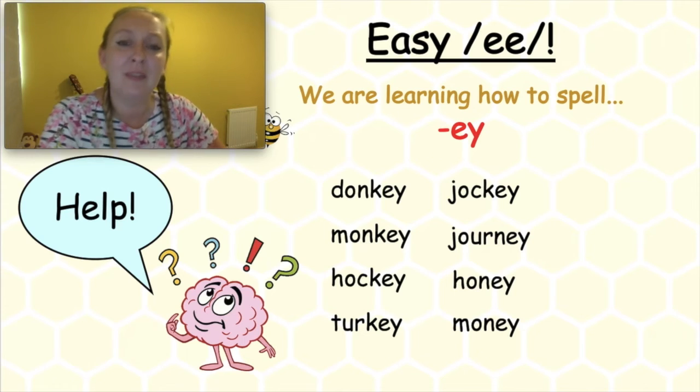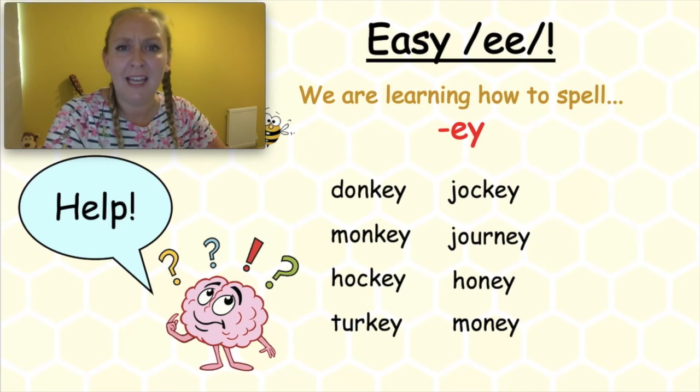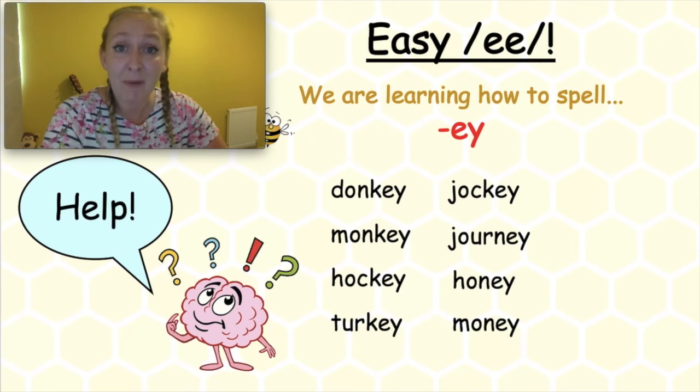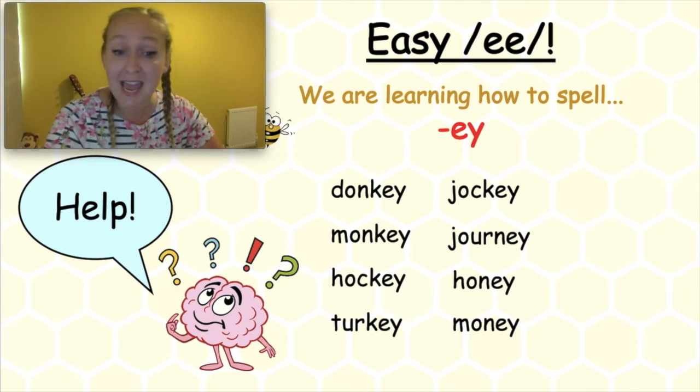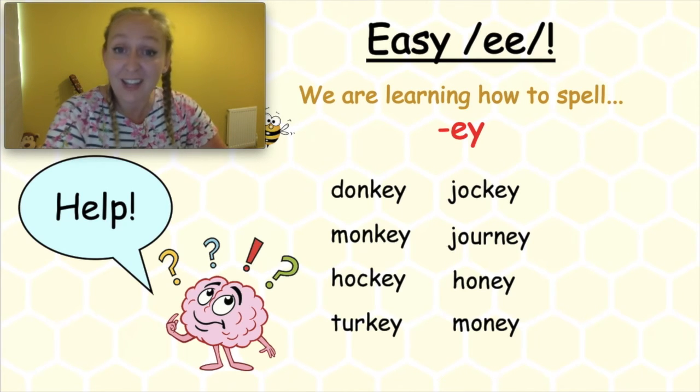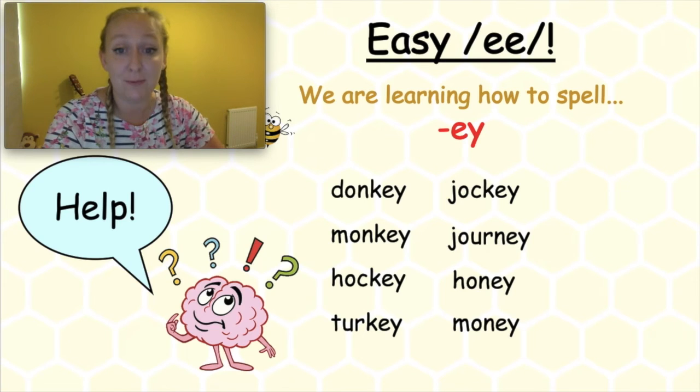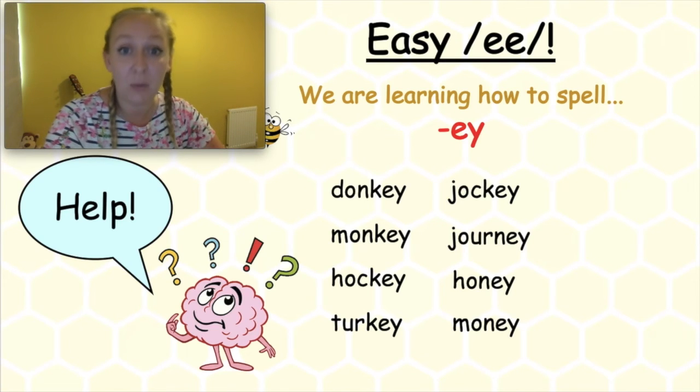Okay. Now, you might be thinking, I need a bit of help with this. This is still really complicated. How am I going to remember all of these words and which ones have got a double E, which ones have got E and A, and which ones are spelled with an E and a Y for the long E? Well, here's a little tip to help you.